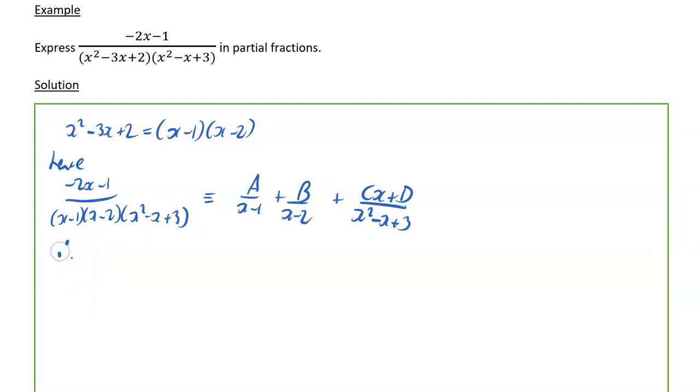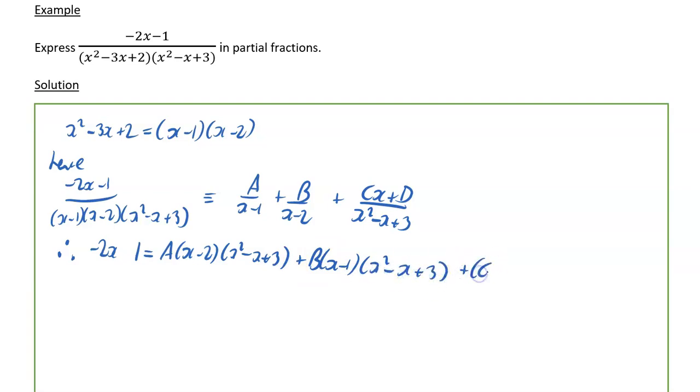So then here we'll say, if we multiply across, you'll have minus 2x minus 1 is equal to a upon, it's going to be x minus 2 upon x squared minus x plus 3 plus b upon x minus 1 upon x squared minus x plus 3 plus brackets cx plus d upon x minus 1 x minus 2. So signs keep disappearing in this thing for some reason.